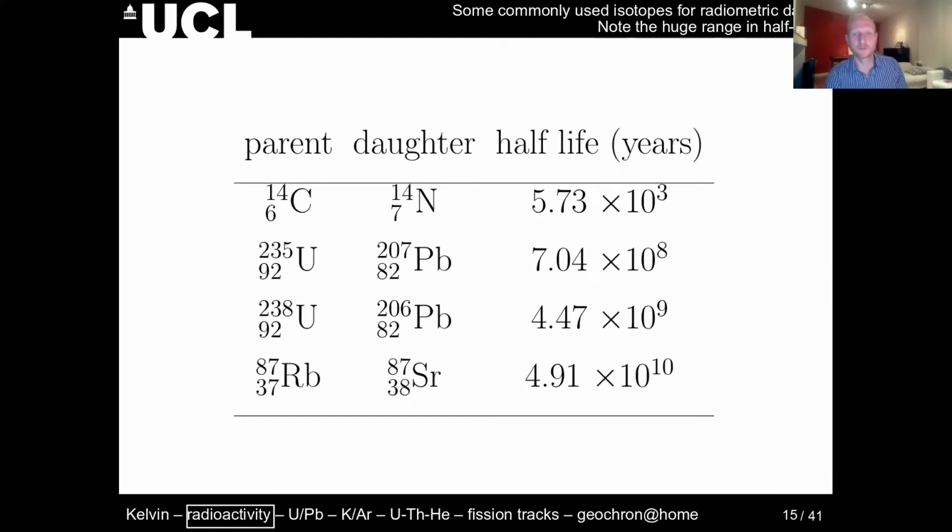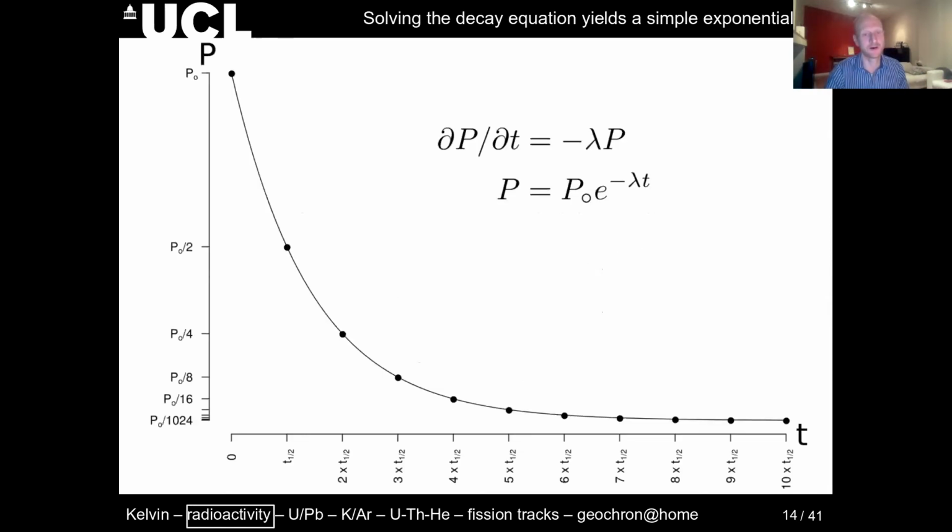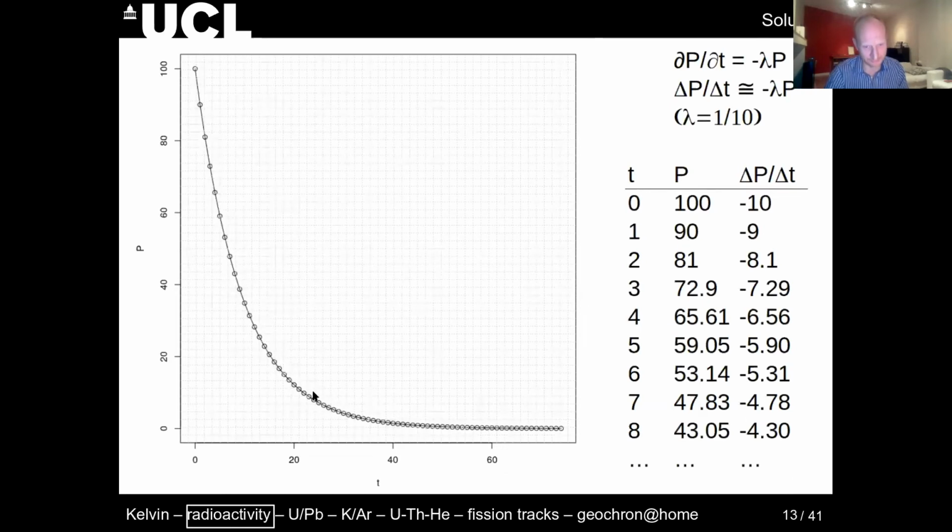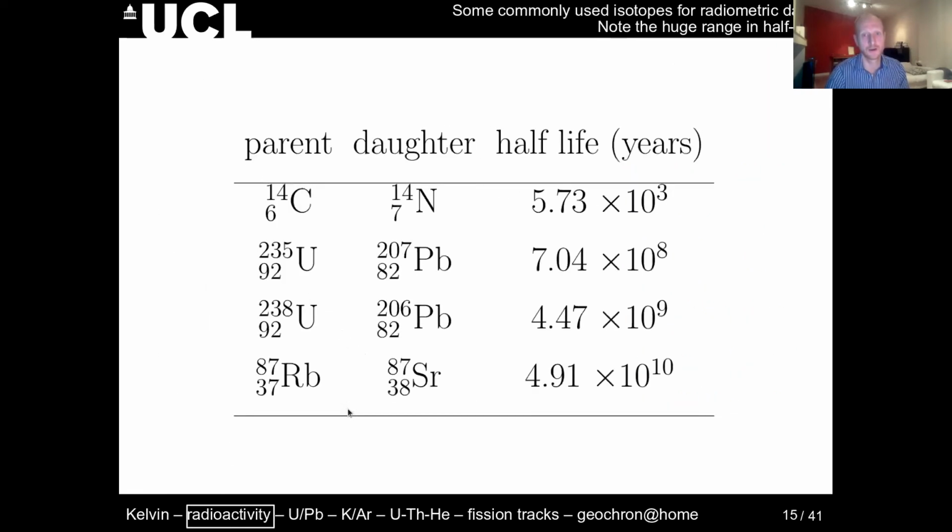And here is a table of some commonly used parent-daughter pairs and their respective half-lives. So carbon-14 decays to nitrogen-14 with a half-life of 5,730 years. And this may sound like a long time to you, but to geologists, it's not very long. Now, geochronometers do not go back further than about 10 half-lives. After 10 half-lives, there is so little parent left that we cannot measure it reliably. So radiocarbon only allows us to go back about 50,000 years. It's useful for archaeologists. It's not useful for geologists.